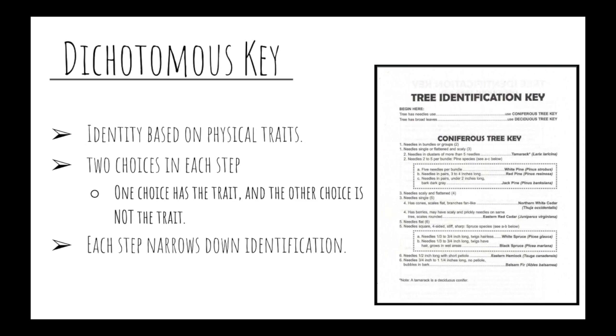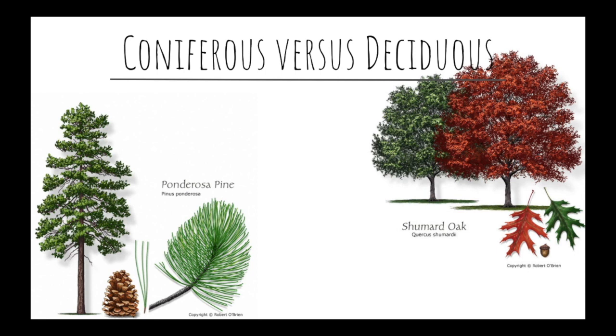So before we actually go into our guide, let's talk about some of these vocab words that are going to help us understand and better navigate our key. So one of the first vocab words describes our types of trees. So you can either have coniferous or deciduous trees.